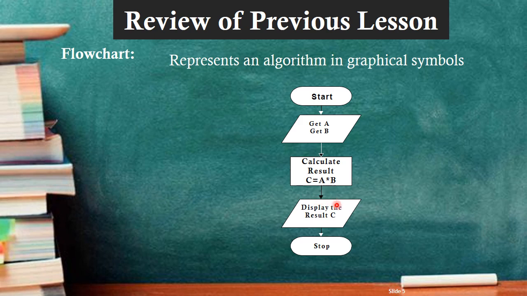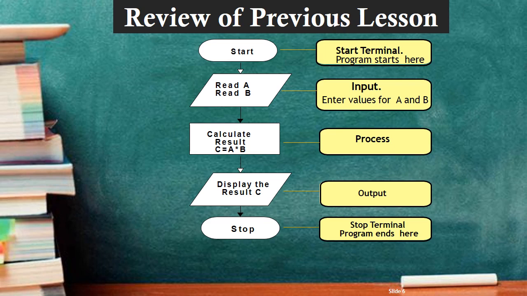After that, we will display the output, or the value that is stored in C, and then we will use the stop terminal. So these instructions are given in a graphical form, and we have already discussed different symbols that are used in a flowchart. Here you can see that the algorithm is also defined with this flowchart in yellow boxes. An algorithm is a step-by-step procedure to solve a complex problem.